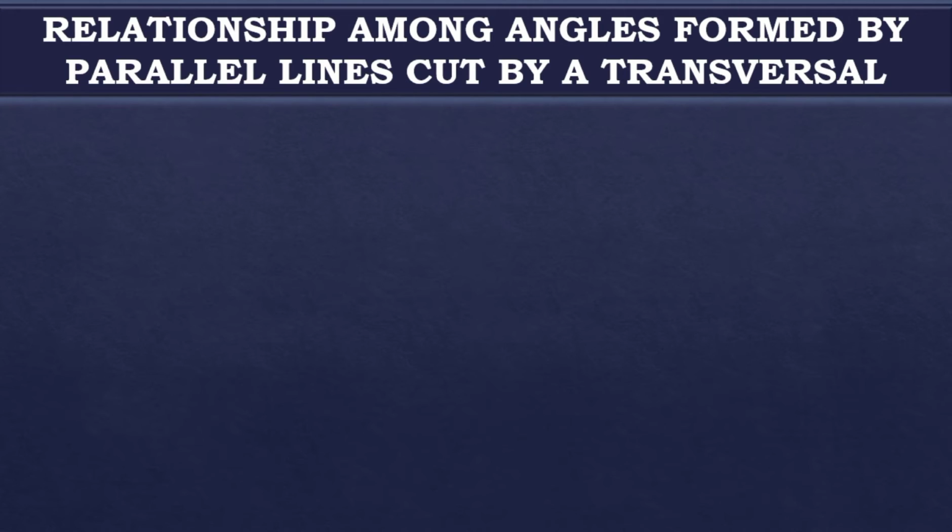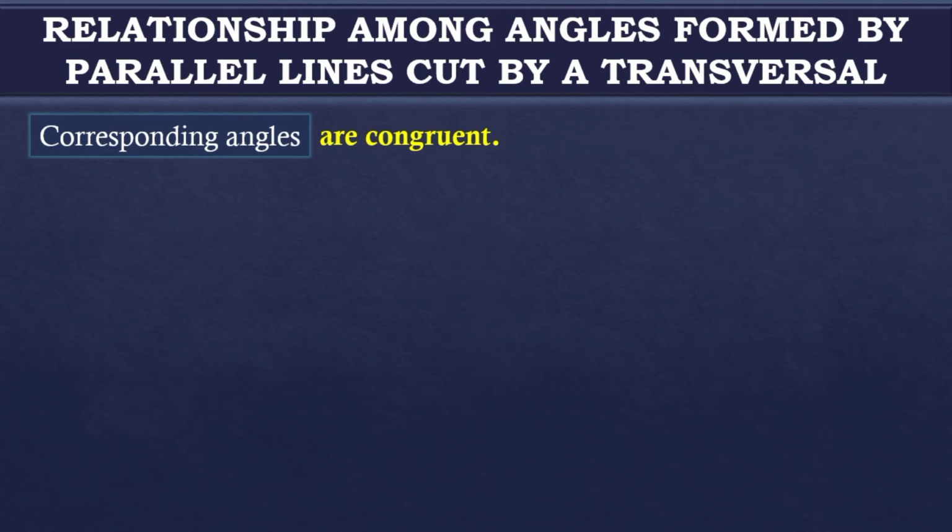So, let's recall first the relationship among angles formed by parallel lines cut by transversal. Nabanggit na po ito doon sa previous video natin. Pero i-recall natin kasi ito po yung i-apply natin sa mga problems na ibibigay po sa atin dito. So, let's have first the corresponding angles. Always remember that they are congruent. So, when we say corresponding angles, this is one adjacent and this is non-adjacent, one interior, and one exterior.